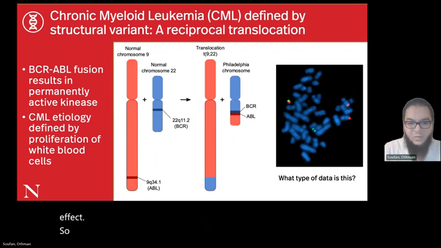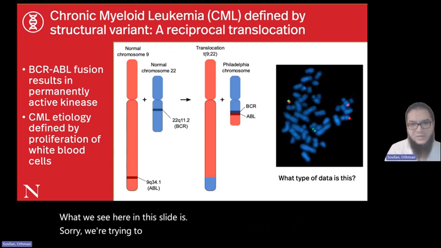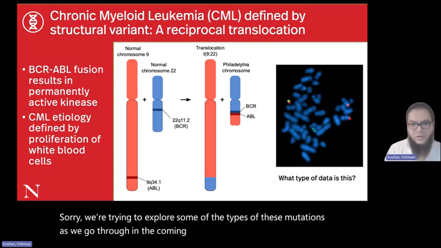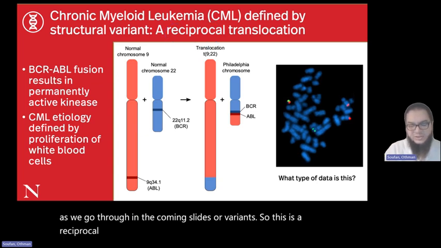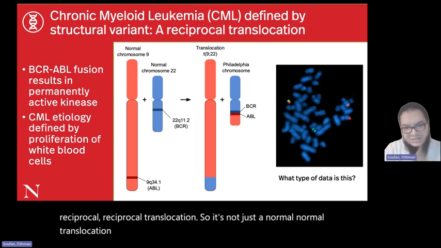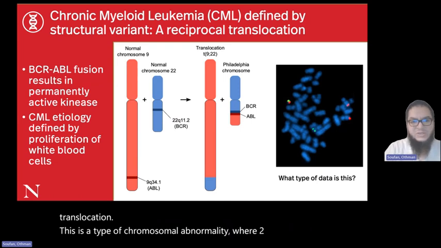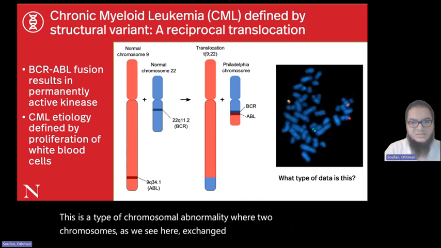So what we see here in this slide is, sorry, we're trying to explore some of the types of these mutations as we go through in the coming slides, or variants. So this is a reciprocal translocation. So it's not just a normal translocation. This is a type of chromosomal abnormality where 2 chromosomes, as we see here, exchange segments with each other.